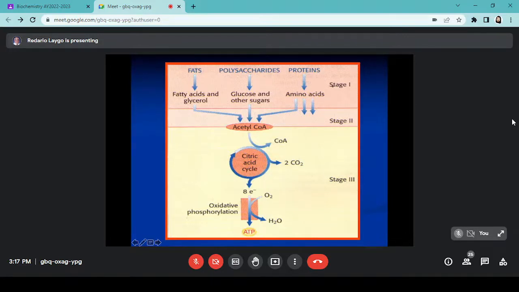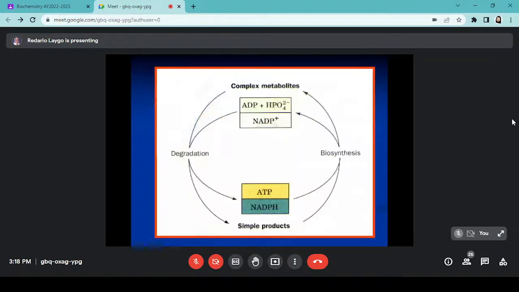So here are the 3 stages again of your catabolic pathway: stage 1, stage 2, and stage 3. Now, there is another second currency that the cells use, and this is your NADPH plus H. So as you can see, through the degradation of complex metabolites, in the presence of ADP and inorganic phosphate, there is also synthesis of ATP and a second currency, which is your NADPH plus H. And this NADPH plus H is usually used for reductive biosynthetic reactions. A good example would be synthesis of fatty acids as well as synthesis of cholesterol.